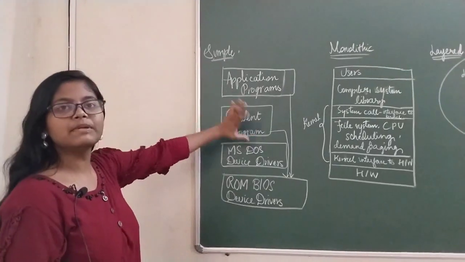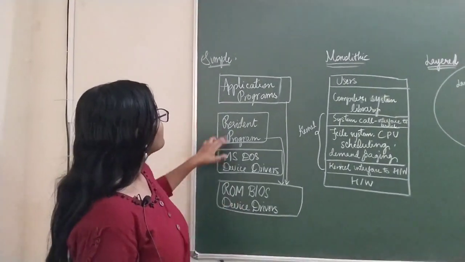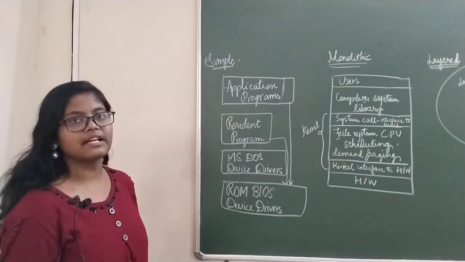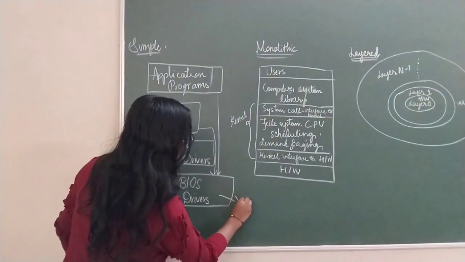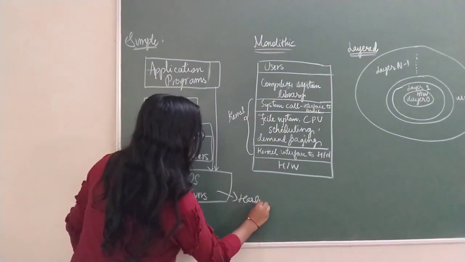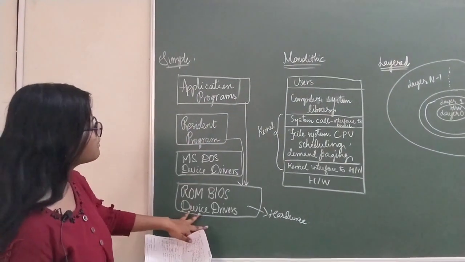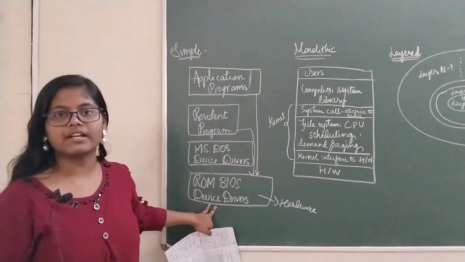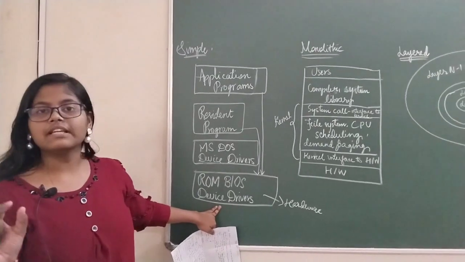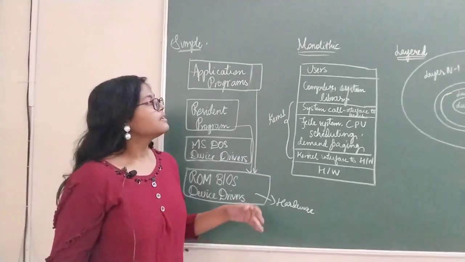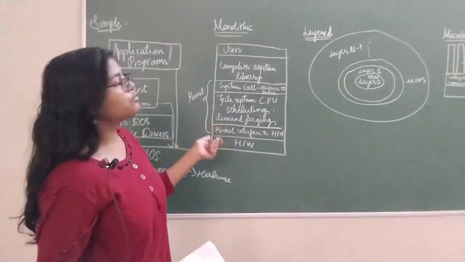This is a simple design. It was initially given where the application programs directly access the ROM BIOS device drivers. Here, this is the hardware. Since you see there is a direct access from the application program or resident program to the hardware, it makes the system vulnerable. Hence, if there is a single crash, the whole system crashes as well. Hence, this was next improved to the monolithic structure.